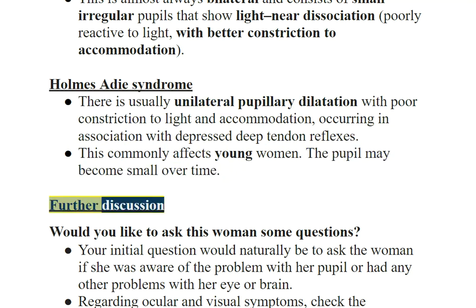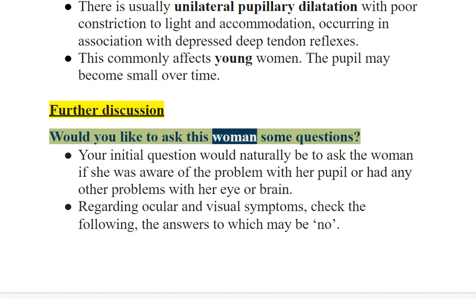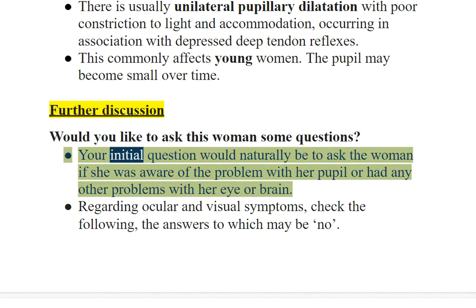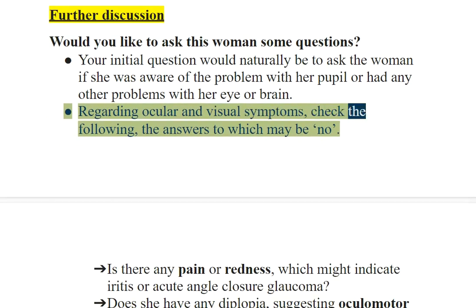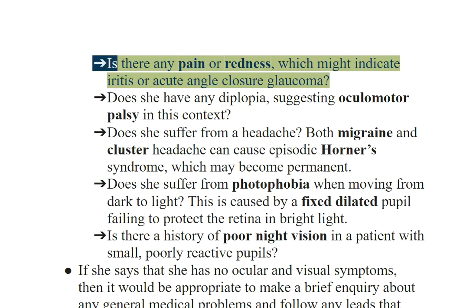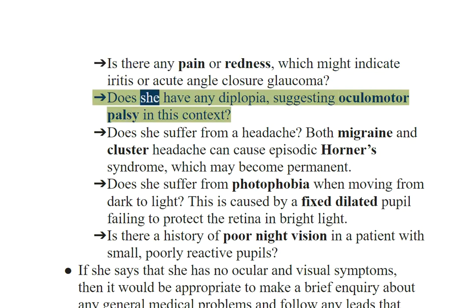Further discussion. Would you like to ask this woman some questions? Your initial question would naturally be to ask the woman if she was aware of the problem with her pupil or had any other problems with her eye or brain. Regarding ocular and visual symptoms, check the following, the answers to which may be no. Is there any pain or redness, which might indicate iritis or acute angle closure glaucoma? Does she have any diplopia, suggesting oculomotor palsy in this context?